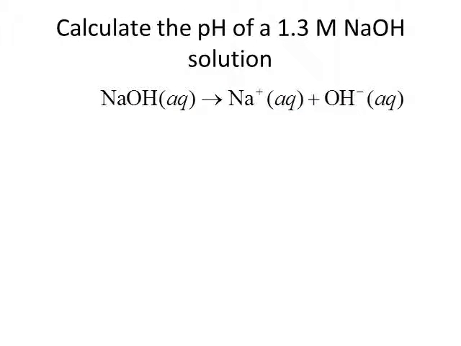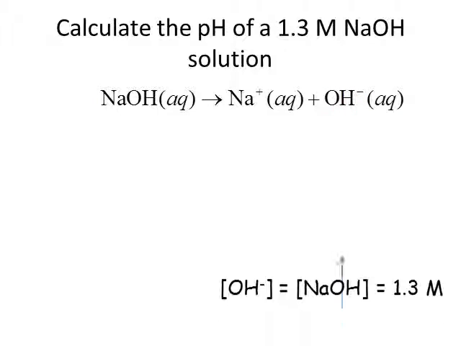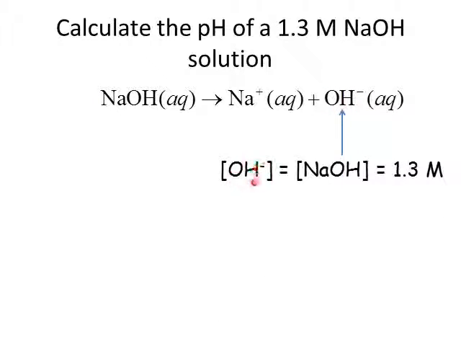So let's look at the pH of a 1.3 molar sodium hydroxide solution. In this case, this is the chemical equation. Sodium hydroxide dissociates to form Na plus and OH minus. So for every mole of NaOH dissolved, you have 1 mole of OH minus. And so the molarity of the OH minus is equal to the molarity of NaOH initially, which is 1.3 molar, based on the question prompt.